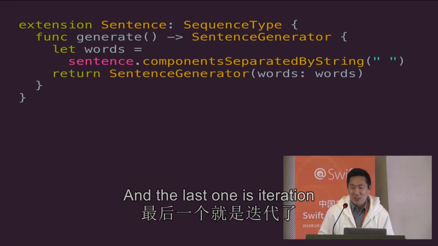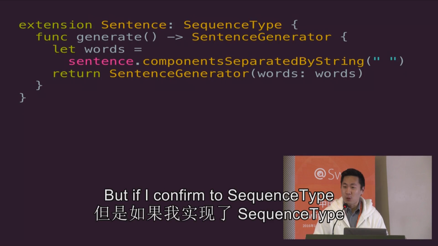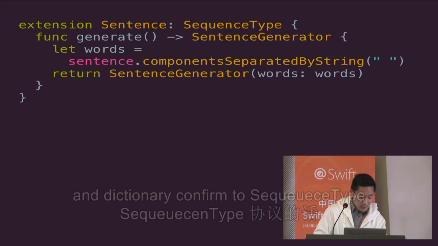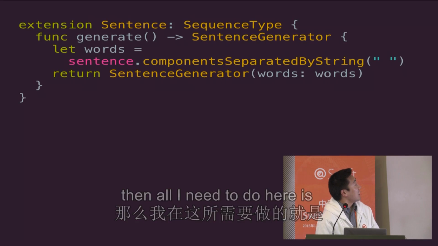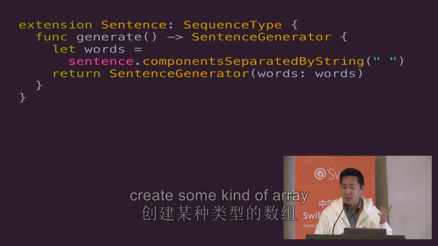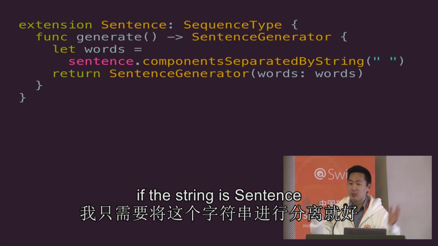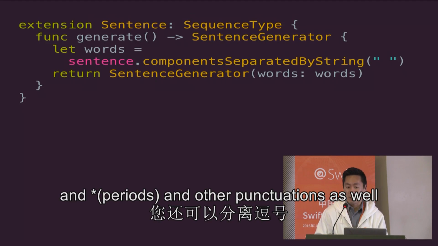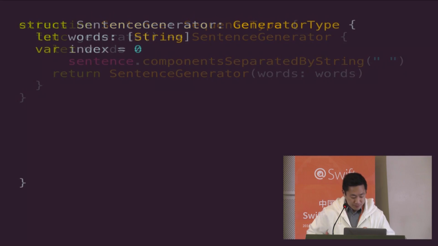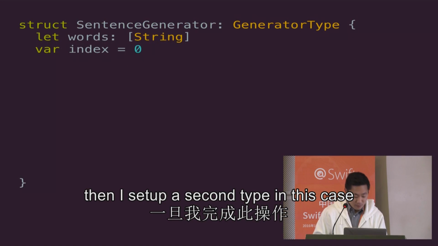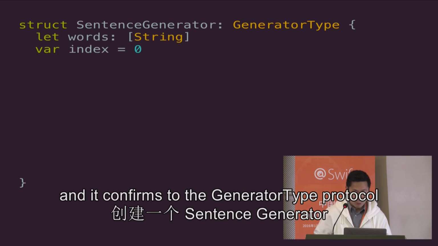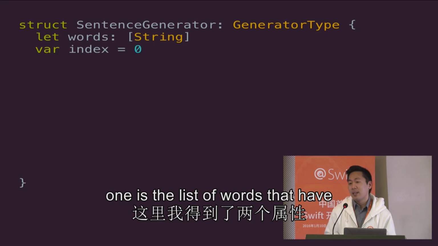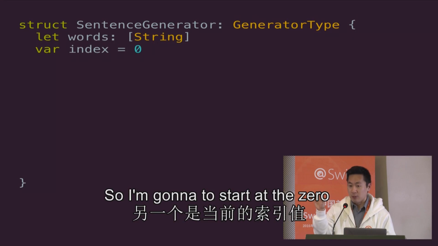And the last one is iteration, which is a little more complicated. But if I conform to SequenceType, which is things like arrays and dictionaries conform to, then all I need to do here is create some kind of an array. So I'm just going to separate the string. If the string is a sentence, so it has a word and then a space, another word and then a space, maybe you could do commas and periods and other punctuation as well. So once I have that, then I set up a second type, in this case, SentenceGenerator, and this is going to conform to the GeneratorType protocol. And I've got two properties here. One is the list of words that I have, and the second is the current index. So I'm going to start at 0 to start with the first word.